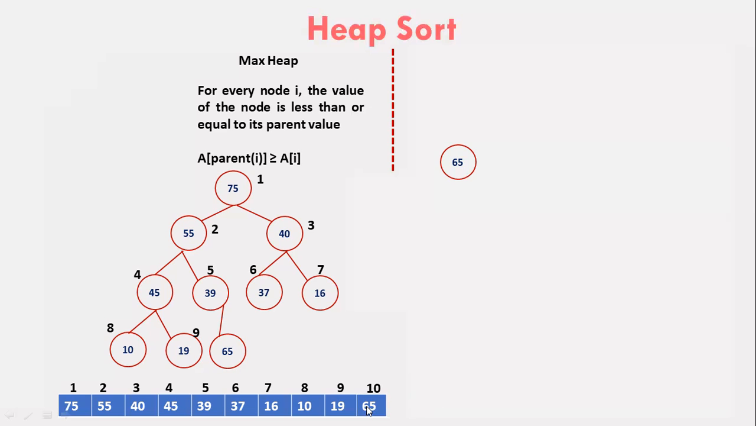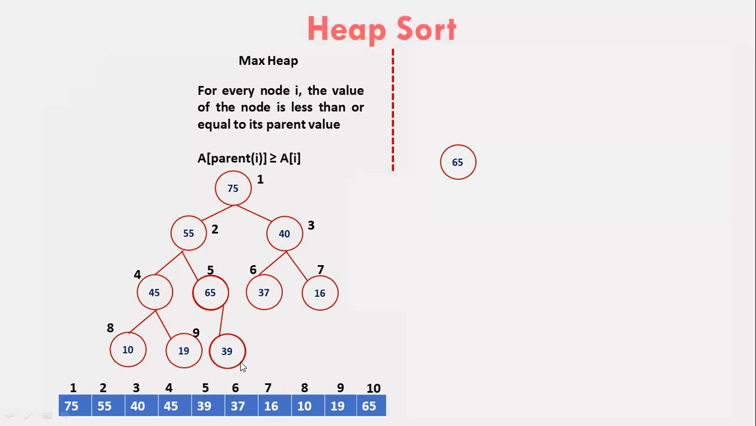Of course, after inserting 65 here as the left child of 39, it is satisfying the property of the complete binary tree. But if you see clearly here, the 65 is not satisfying the property of the max heap, because 65 is greater than 39. So what do we have to do? We have to compare this 65 with the 39. Okay, 39 is not greater than 65, so we have to swap these two. So the 65 will come here and 39 is going to come here.